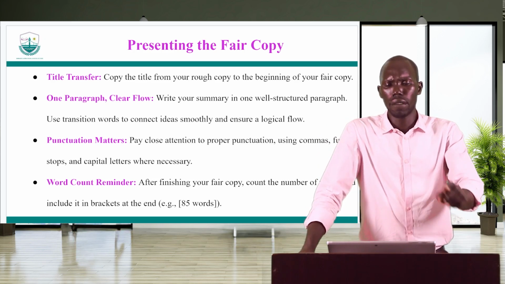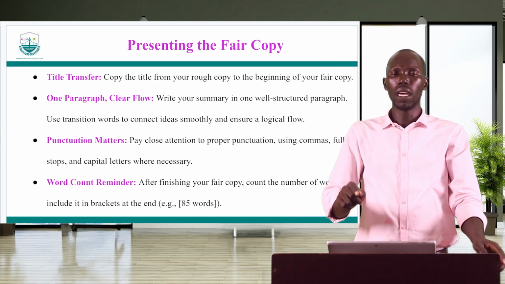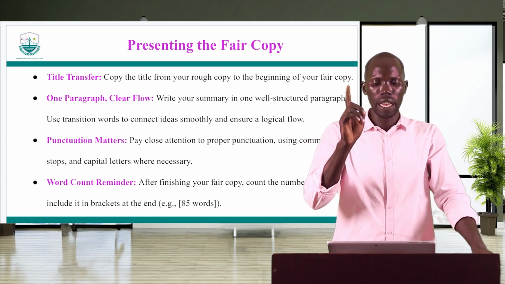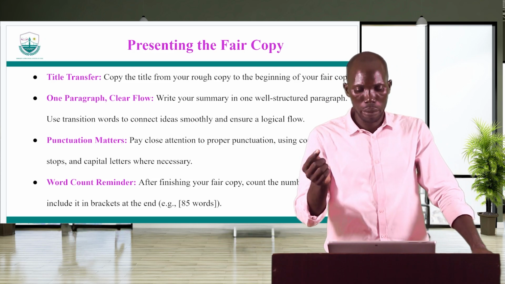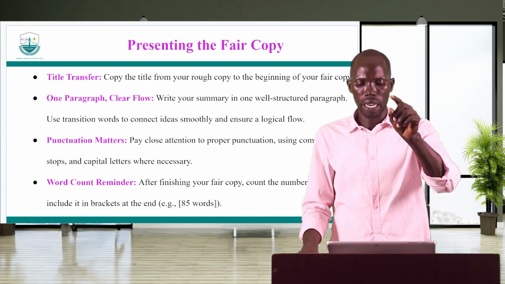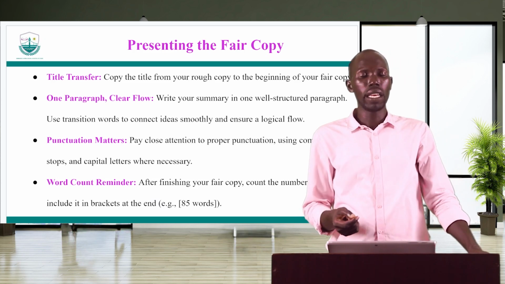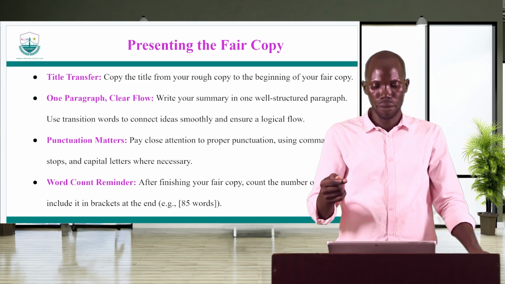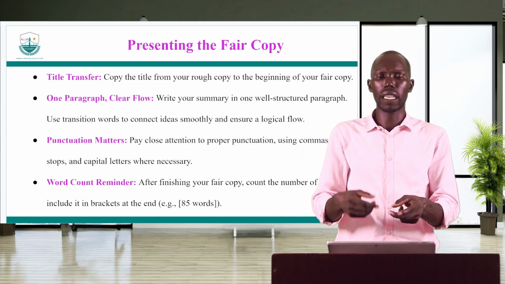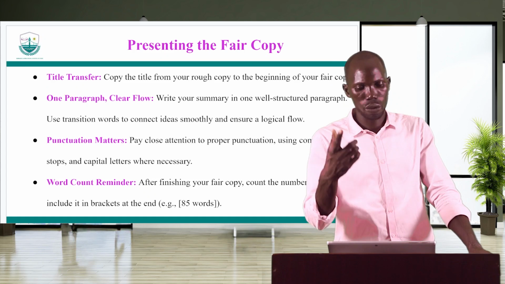And then the fair copy should be in one paragraph. We said the rough copy can be in outline form. However, the fair copy should be in one paragraph and should flow clearly. Write your summary in one well-structured paragraph, and in the same paragraph, you should use transition words to connect ideas smoothly so that you ensure a logical flow. If you're just going to jam the ideas, and you don't indicate this is the first, the second, the third, and the last, or you don't indicate a shift of ideas, that would not be right.